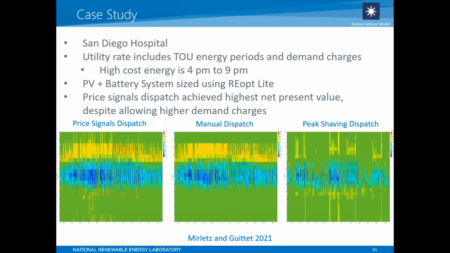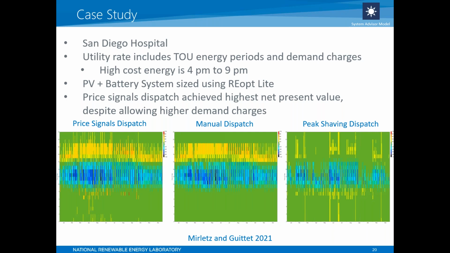The price signals dispatch achieved the highest net present value despite allowing higher peak demand charges than the peak shaving dispatch. So the year one dispatch of the algorithms is shown in the heat maps below, where yellow is discharging, blue is charging, and green means the battery is idle. And the x-axis is day of the year, and y is hour of the day.